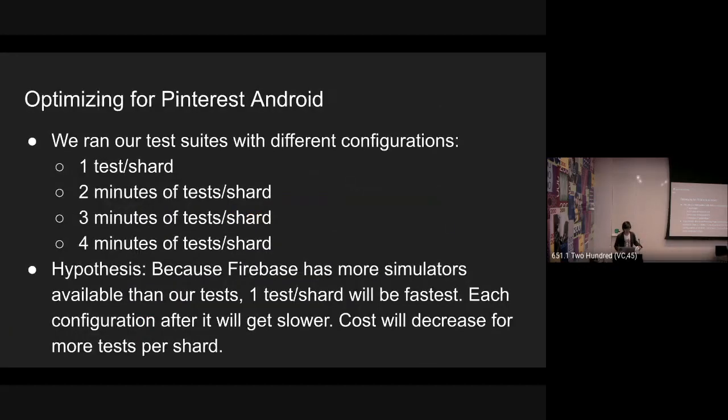So now actually going to Pinterest, what we did. We ran our test suites with different configurations. We ran our test suites with one test per shard. We ran our test suite with balancing in buckets of 2 minutes, 3, and 4 minutes. And the hypothesis was essentially, okay, Firebase probably has more simulators than we have tests. We think that one test per shard will still be the fastest. However, for each configuration, 2 minutes, 3 minutes, 4 minutes bucketing, it should get gradually a little bit slower. And the other idea is also that the cost would essentially decrease as we bucketed more tests per shard.